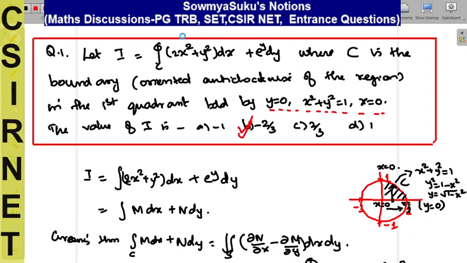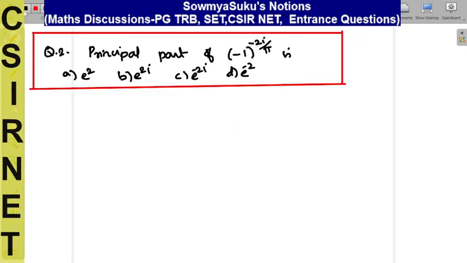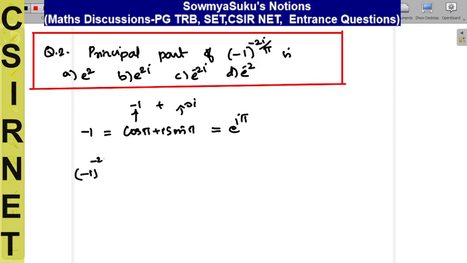Let's see the next question. The second question: the principal part of (−1)^(−2i/π) is. So here, minus 1 can be written as cos π + i sin π, right? Because sin π is 0 and cos π is minus 1. And by Euler's formula, e^(iθ) is equal to cos θ + i sin θ. So in short, we can write minus 1 is equal to e^(iπ). So the question here is (−1) to the power of −2i/π.